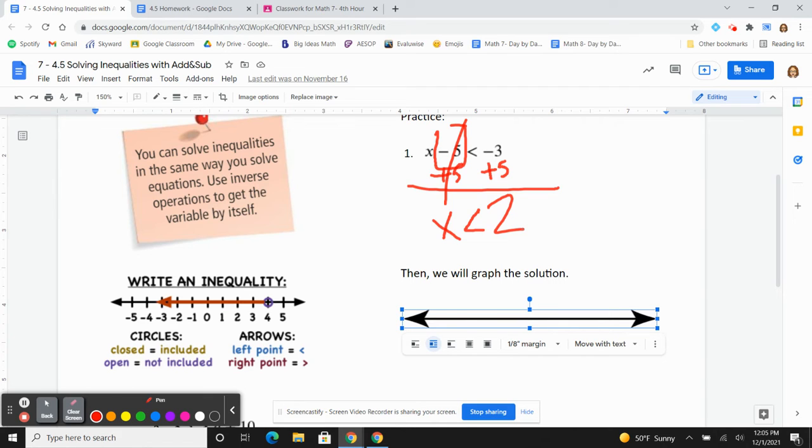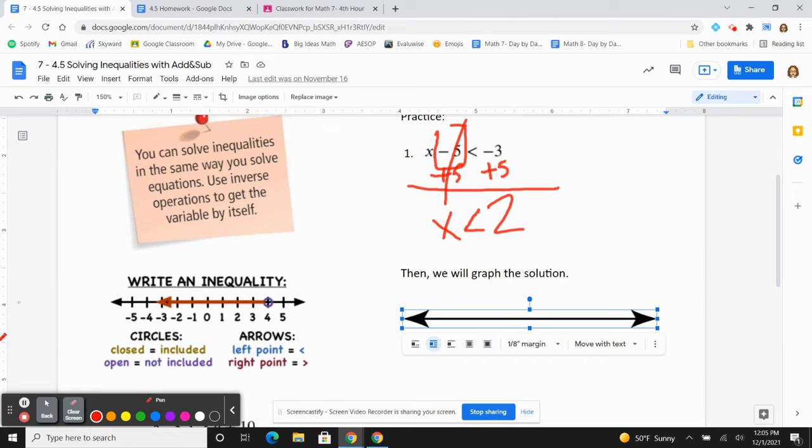Wait. Wouldn't it be 1 because you have to count 0? Nope. Go to negative 3 on the number line and go 5 spaces. It's 1. No, oh, it's 2. Okay, so that means any number less than 2 would work for this problem.